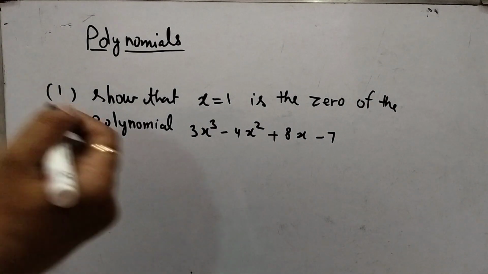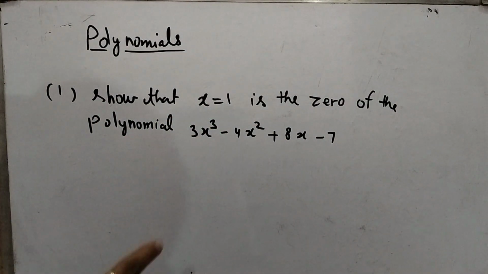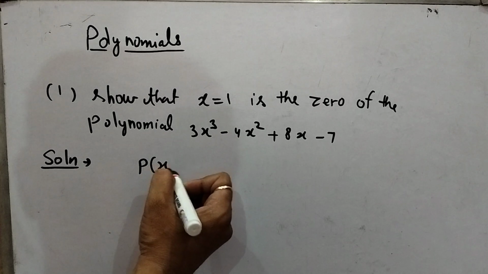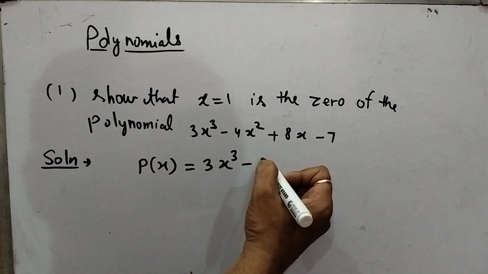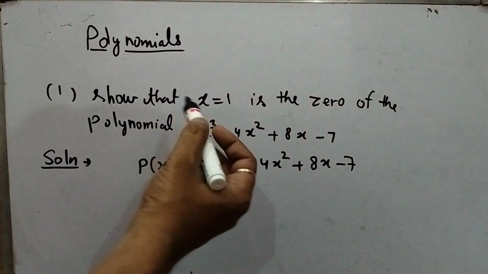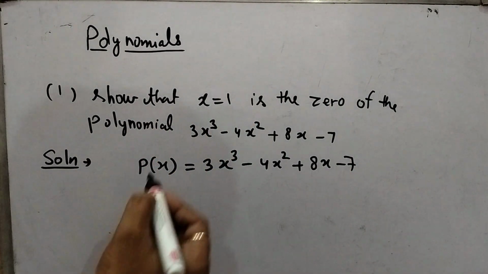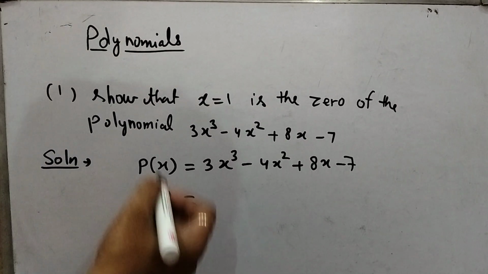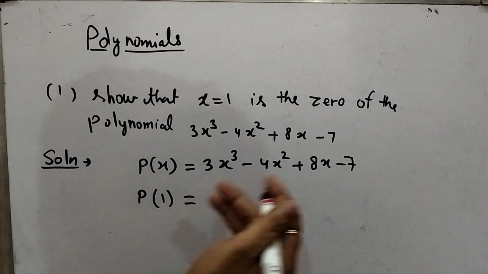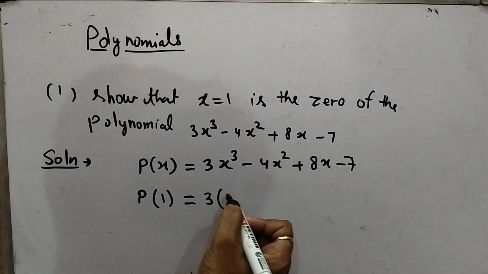What do we have to do? We have to first check whether x equal to 1 is a zero of the polynomial or not. For this, we have to use the factor theorem. What does the factor theorem say? First, we have a polynomial p of x is 3x cubed minus 4x squared plus 8x minus 7. If you want to check whether x equal to 1 is the zero of the polynomial or not, we just have to put the value of x as 1. If you get p of 1 equal to 0, that means... Let's solve it.